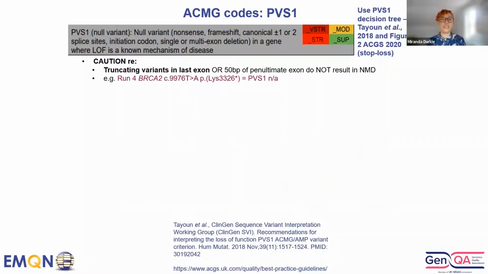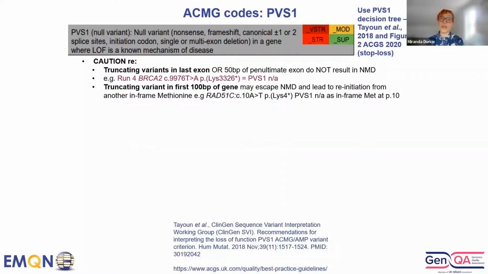On a very similar theme, truncating variants in the first 100 base pairs of the gene may not be subject to nonsense mediated decay because you can get reinitiation from another in-frame methionine. A good example of that, we've not included it in the scheme yet, is RAD51C. You can get a p.Lys4Ter nonsense mutation, and again, you've got an in-frame methionine at codon 10. So it would not be a good idea to use PVS1 for that variant.